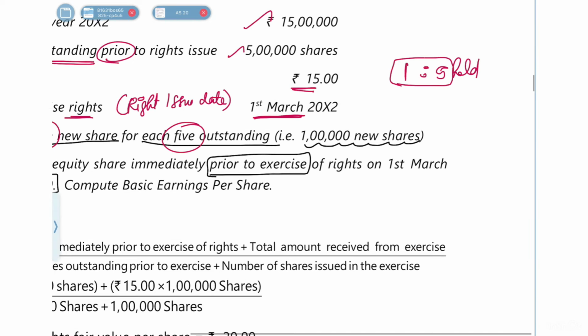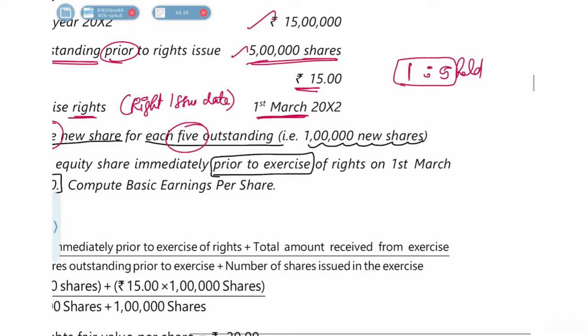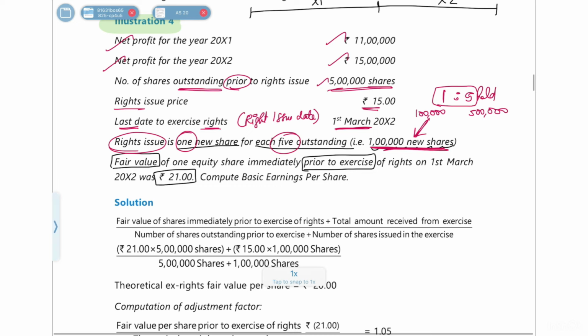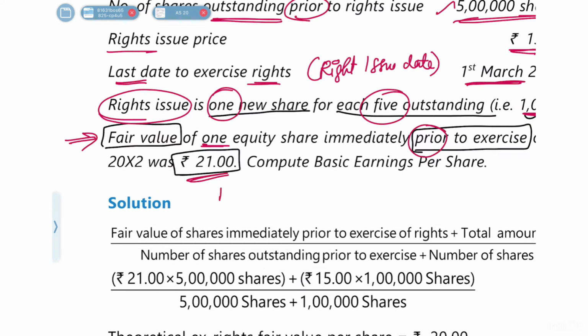That means already they were holding around 5 lakh shares in the company. So for every 5 lakh shares held, you will issue 1 lakh shares. So that is what they have written here, that 1 lakh new shares were issued as rights shares. Then they are saying that the fair value of one equity share immediately prior to exercise of rights issue was 21 rupees. So they are saying that the market price before rights issue was 21 rupees.